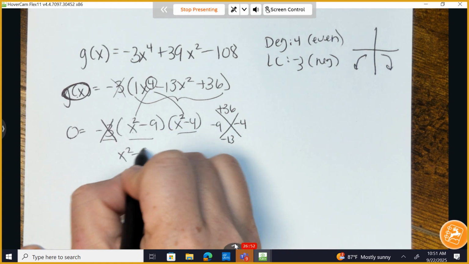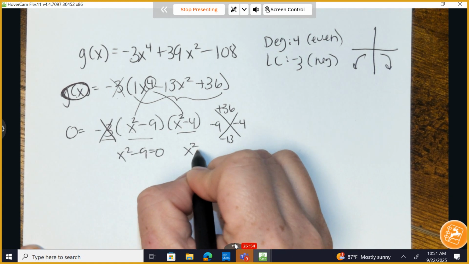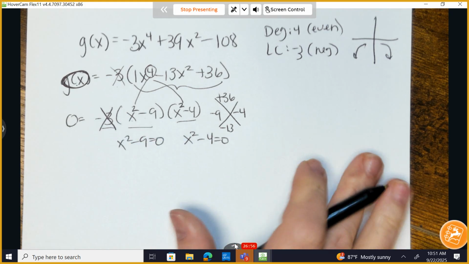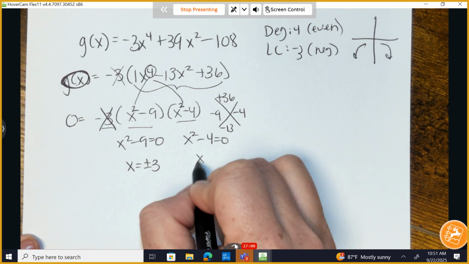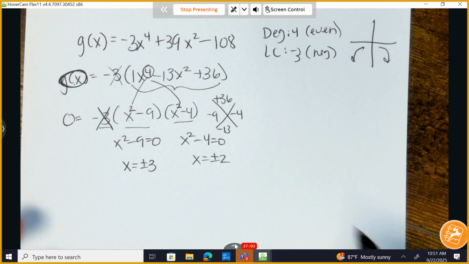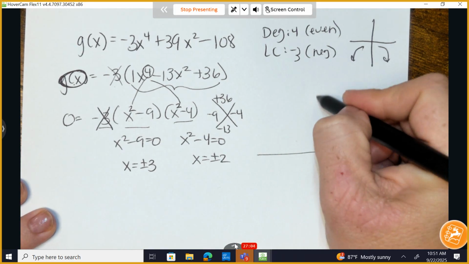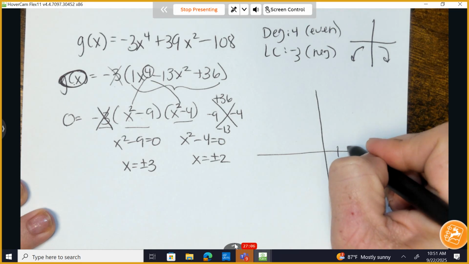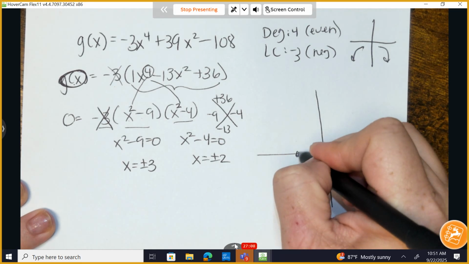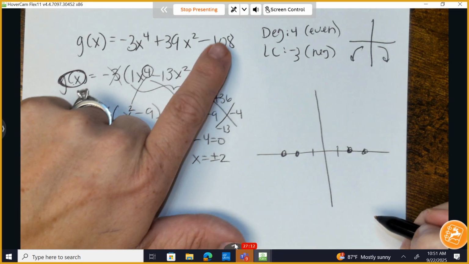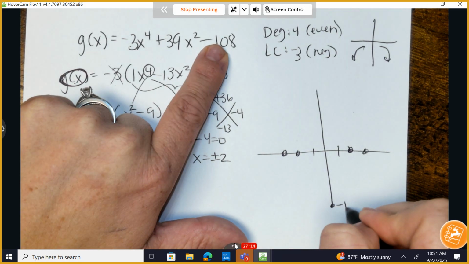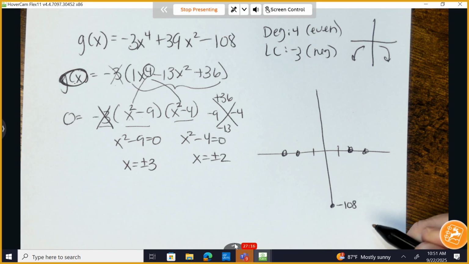So I'm taking x squared minus 9, setting it equal to 0, and x squared minus 4, setting it equal to 0. You're going to show all of your work, and you end up with positive and negative 3, and positive and negative 2. So for the purpose of time, I'm just speeding this up a little bit. I'm going to go over to negative 2 and to positive 2, and to positive 3 and negative 3. Also, notice my y-intercept is way down here at negative 108.